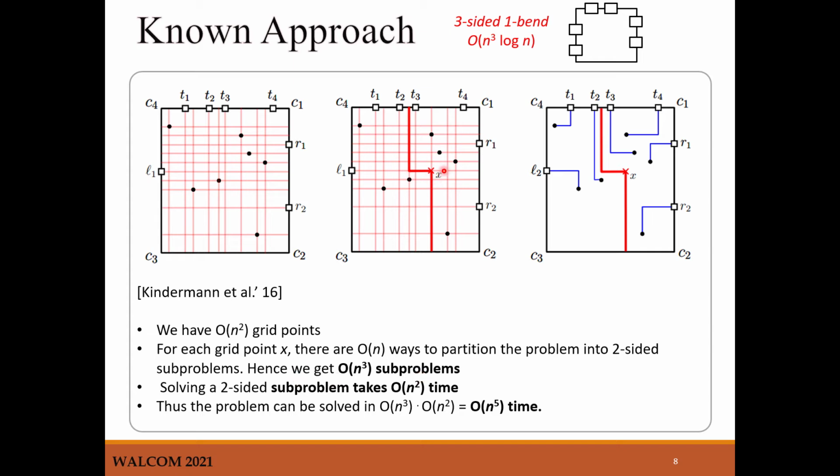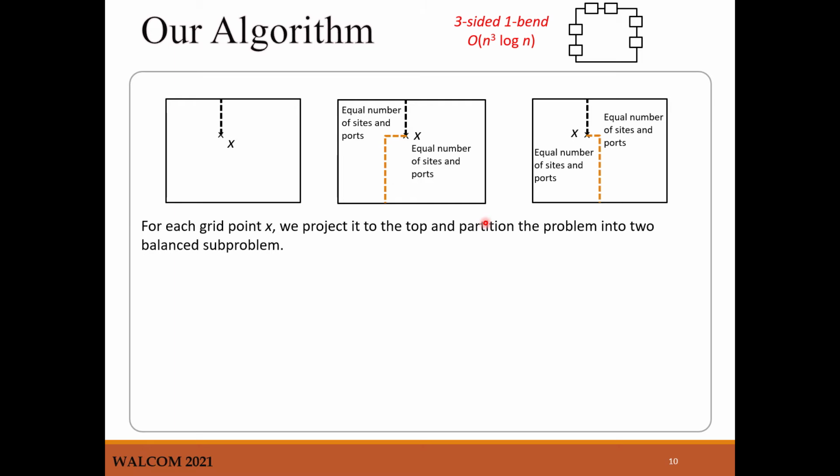Each of these subproblems is actually a two-sided subproblem, and Kindermann et al. showed that two-sided problems can be solved in n squared time, and that means we have a solution of n cubed times order n squared. In fact, they showed that this running time can be improved to order n to the power 4 time. And here we want to improve it further by using the following approach.